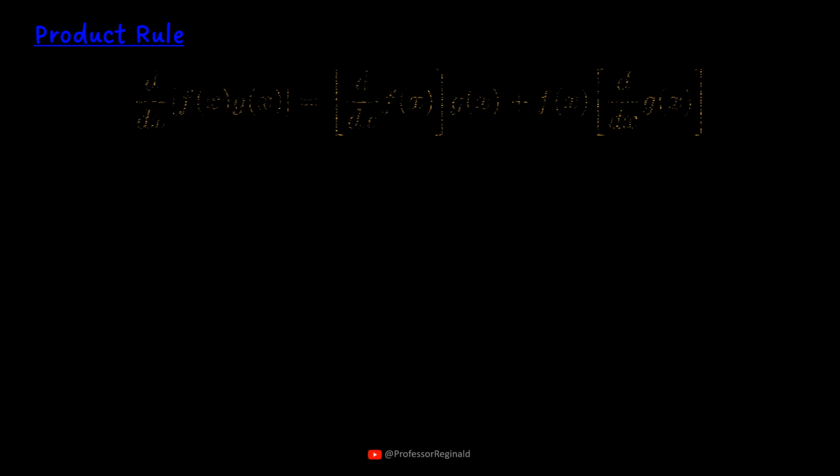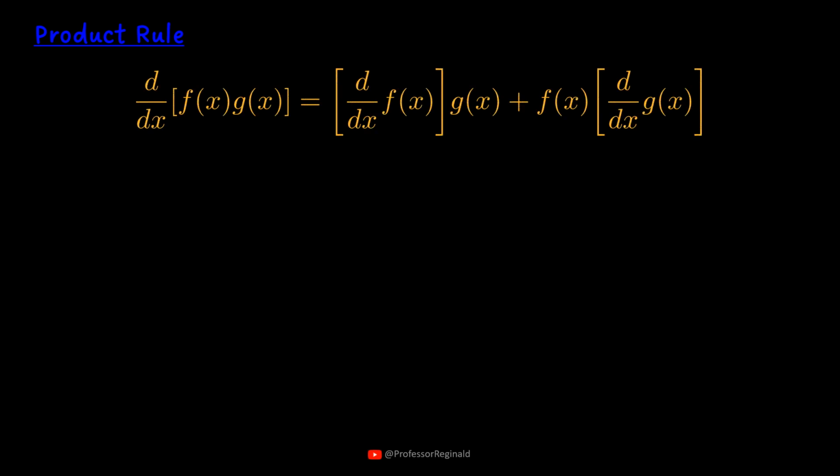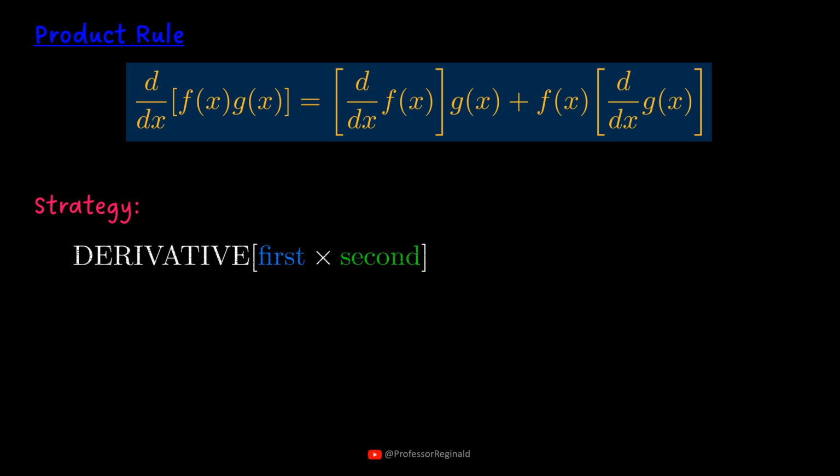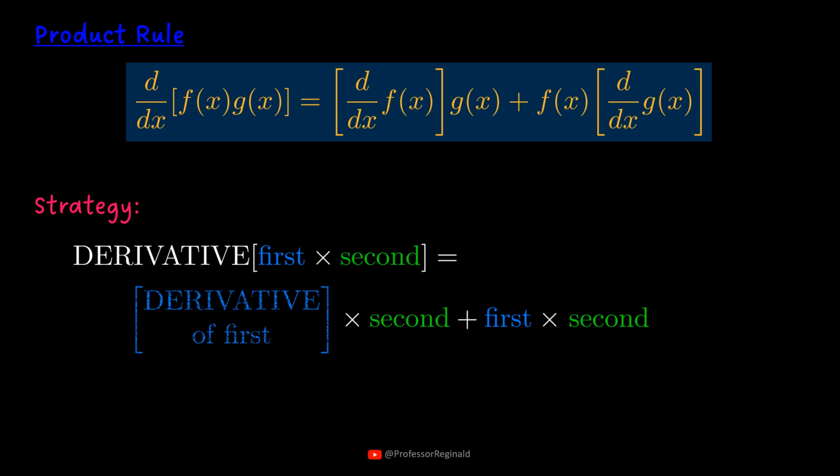Product rule. The derivative of the product of f and g is the sum of the products of a function and the derivative of the other function. Based on this rule, the derivative of a product can be found by: first, writing a sum of two terms where each term is the product of the two functions or factors. Second, getting the derivative of the first factor in the first term and the derivative of the second factor in the second term.